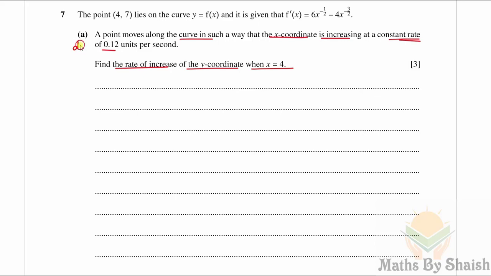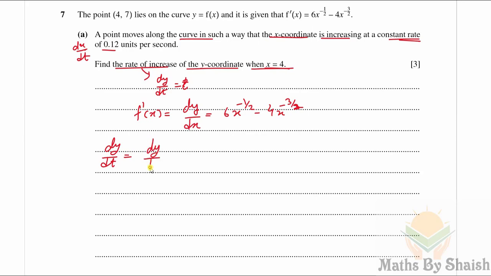So this is given the rate of change in x, so dx over dt is provided. We need to find the rate of increase in y, which means we need to find dy over dt when x is equal to 4. First of all, we'll find what f'(x) is. f'(x) we can write as dy over dx, and this is given as 6x^(−1/2) − 4x^(−3/2), and we require dy over dt, which means we can find dy over dx here and then dx over dt, chain rule.